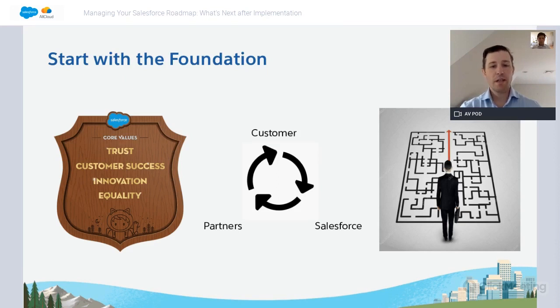For me personally, the pandemic has allowed me to reflect on our core pillars of trust, customer success, innovation, and equality. Specific to what we're going to be talking through today, it really is to try and help each of you to be more successful and innovative in your journey and to put a roadmap and governance in place that will lead to success for you and your customers in the future.